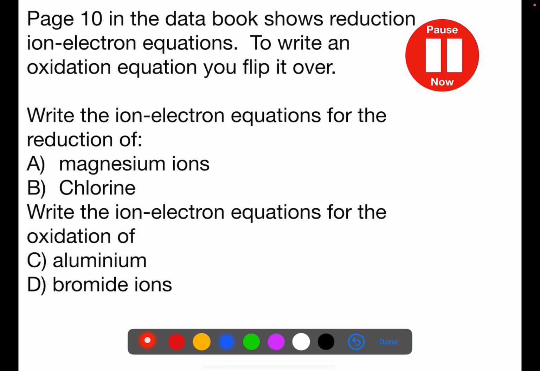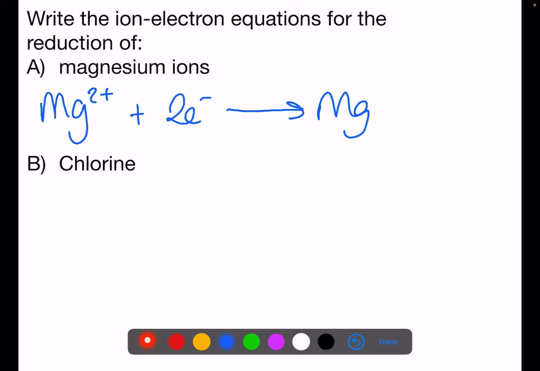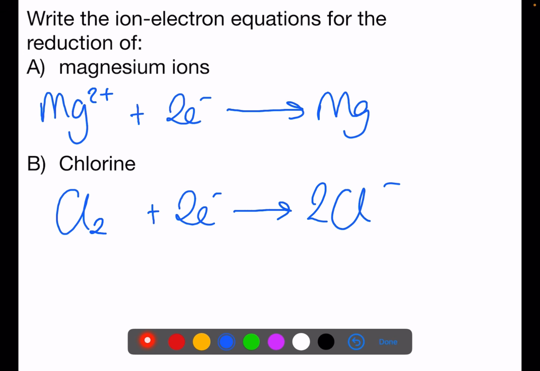Page 10 in the databook shows reduction ion electron equations. To write an oxidation equation, you simply flip it over. Pause the video now and try to write these ion electron equations. For reduction equations, you just write them as they are in the databook. So for magnesium ions, we would have Mg2+ plus 2 electrons to give Mg. For chlorine, we would have Cl2 plus 2 electrons to give 2Cl-. For a reduction equation, the electrons are always on the left of the arrow because they are being gained.